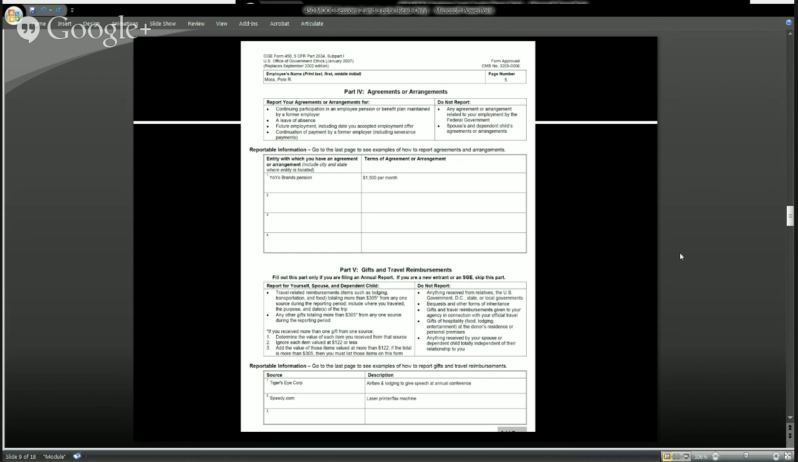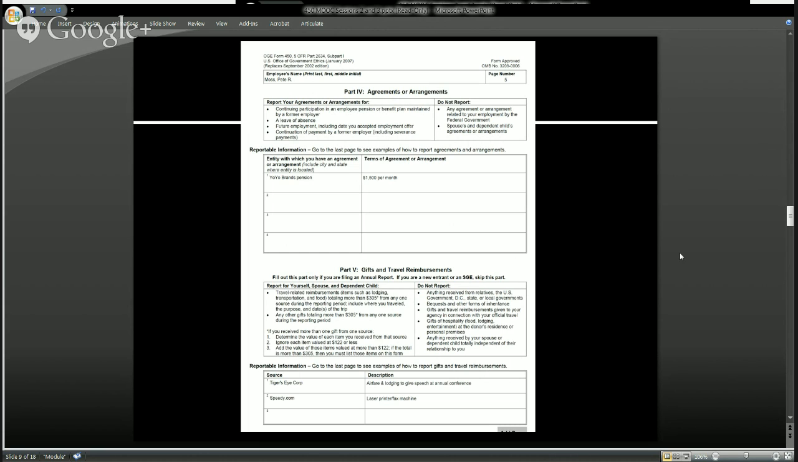So here we have from Tiger's Eye Corporation, airfare and lodging to give a speech in an annual conference. It's possible that this was actually an official duty activity. If FBA had assigned him to do this, and maybe they accepted the airfare and lodging under 31 U.S.C. 1353, which is our travel payments from outside sources authority, we actually wouldn't need this to be disclosed because that's technically a gift to the agency.